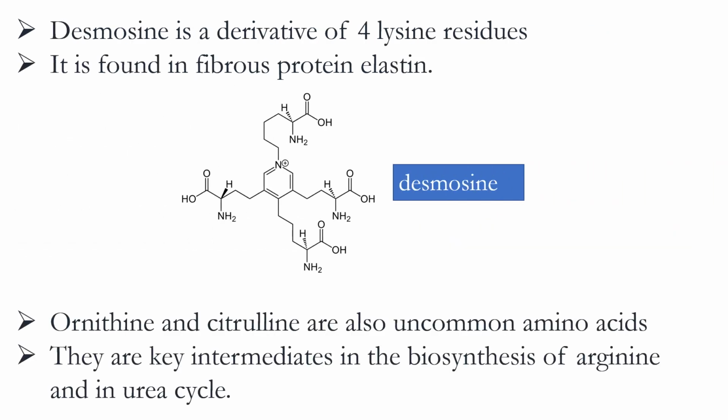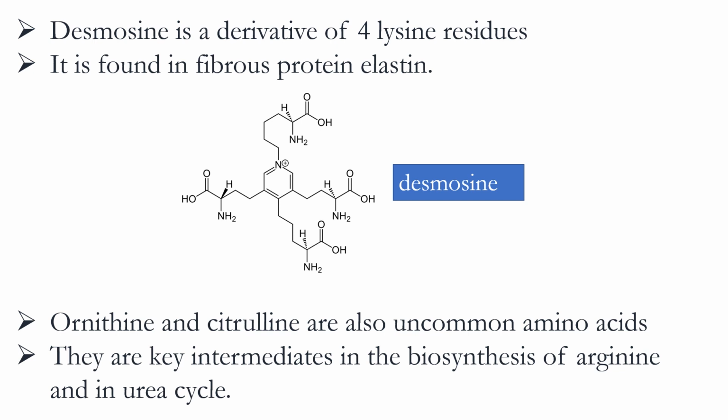Then desmosine, it is a derivative of 4 lysine residues, which is found in the fibrous protein elastin. Now, as I'm mentioning the word fibrous protein again and again, you should know that fibrous proteins are made up of elongated polypeptide chains which form filamentous and sheet-like structures. These proteins mainly consist of keratin, collagen, elastin, and fibrin. Keratin is found in nail, hair, horn, collagen is found in connective tissues like tendon, cartilage, bone, fibrin is involved in blood clotting. Elastin is a key component of our extracellular matrix. It also helps skin to return to its original position when it's poked.